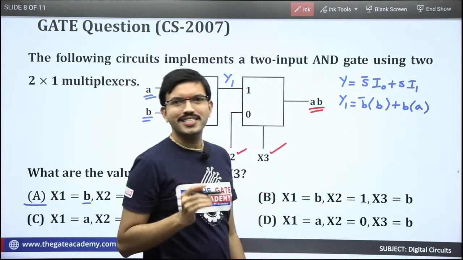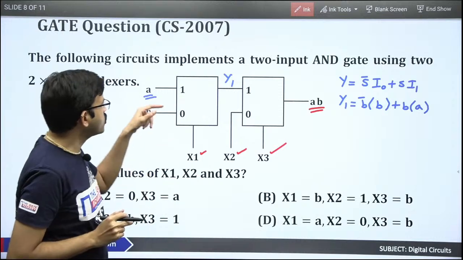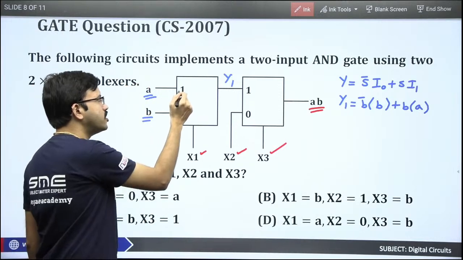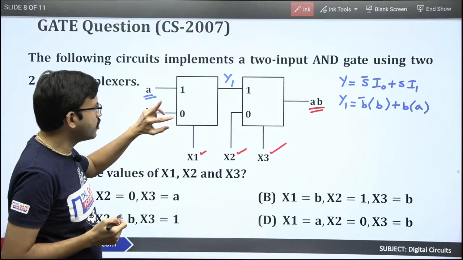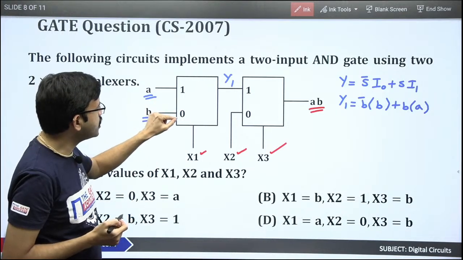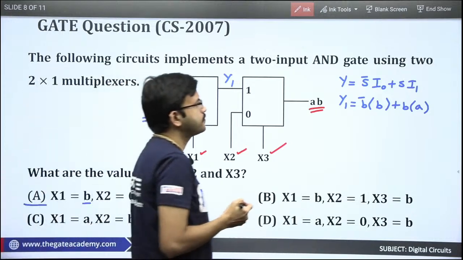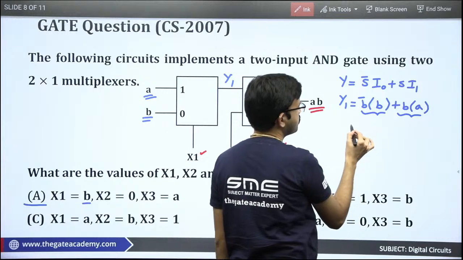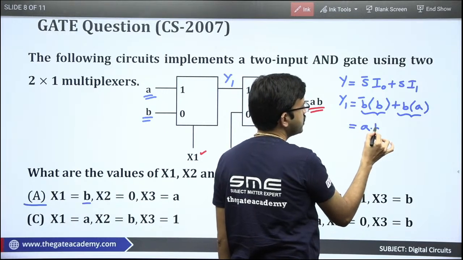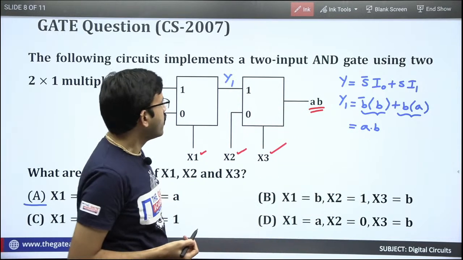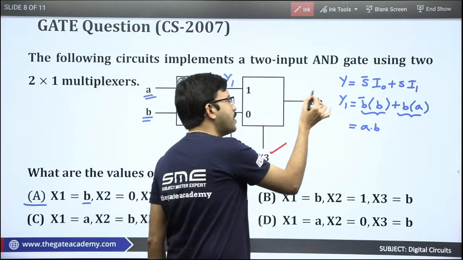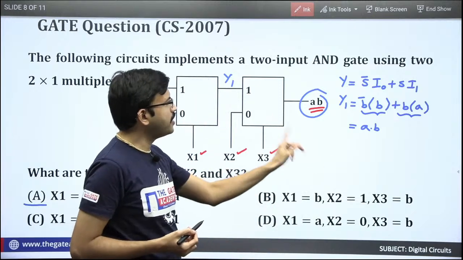Most of the students in the exam, in a hurry, used to consider this as I0 and this as I1, because in general we represent I0 here and I1 here. But in this question they have given a twist. They represented I0 here, I1 here, okay? So here B bar into B is 0, so that means you are getting AB. You will get A and B. Of course we got Y1 as AB, but our requirement is we should get AB here. Whether we are getting AB here or not, let us see.